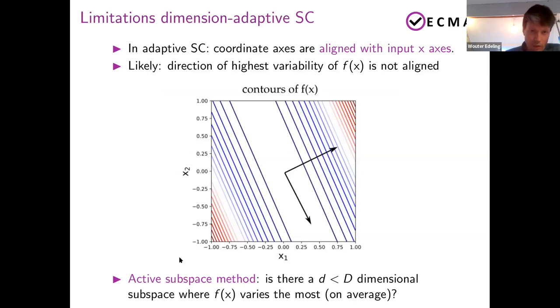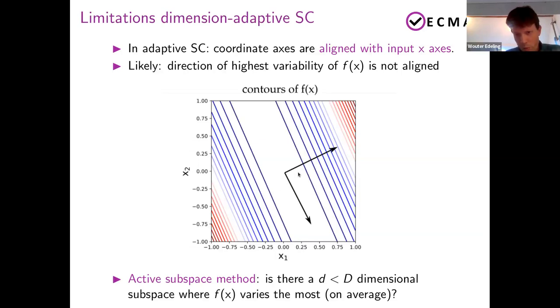If you look at stochastic collocation, again, your coordinate axes will be aligned with your input axes. Here I'm calling the input x. Your input axes are your coordinate axes. But it is quite likely that if you're able to visualize the variation of your function, for instance, by contour lines in this two-dimensional example, the direction along which this function will vary the most is probably not going to be aligned with x1 and x2. It might be something else.